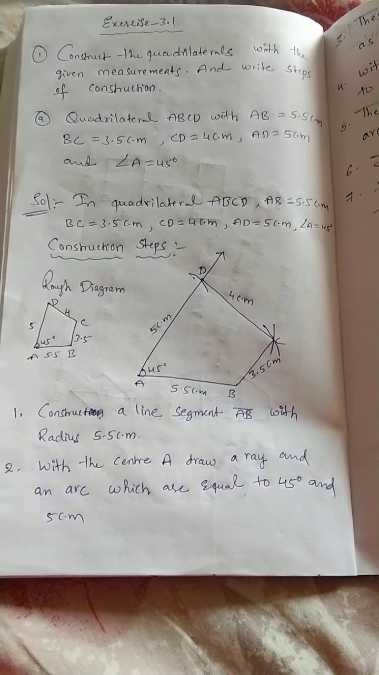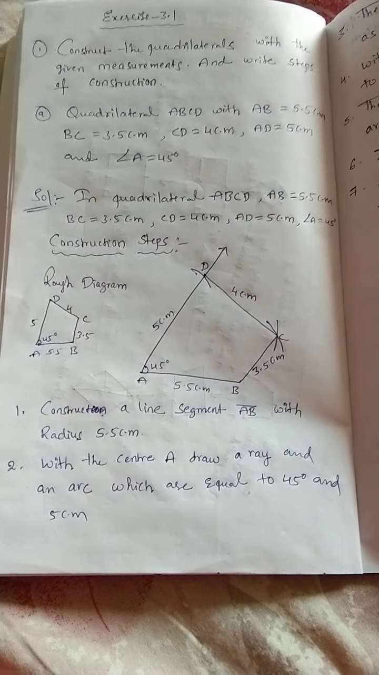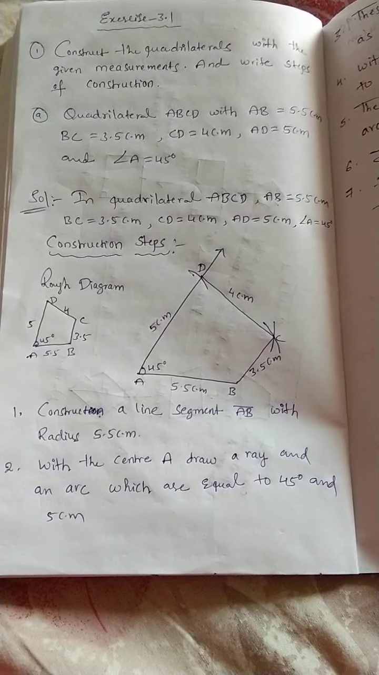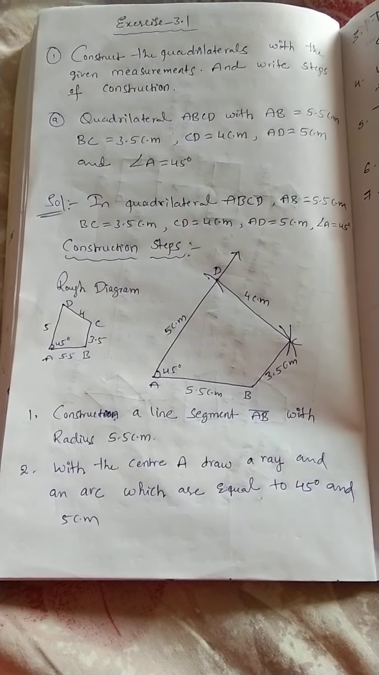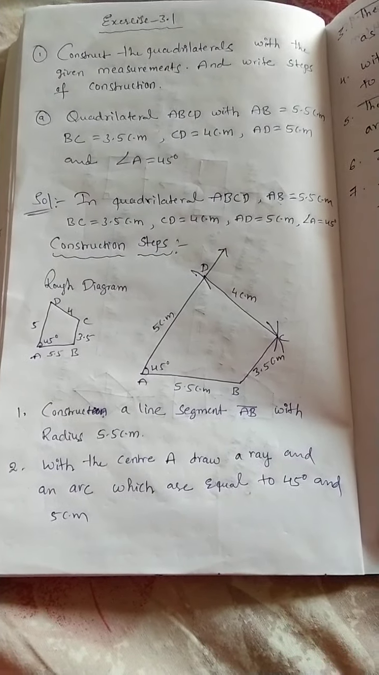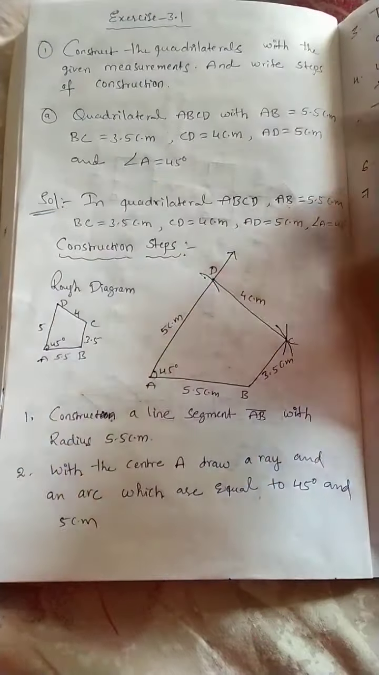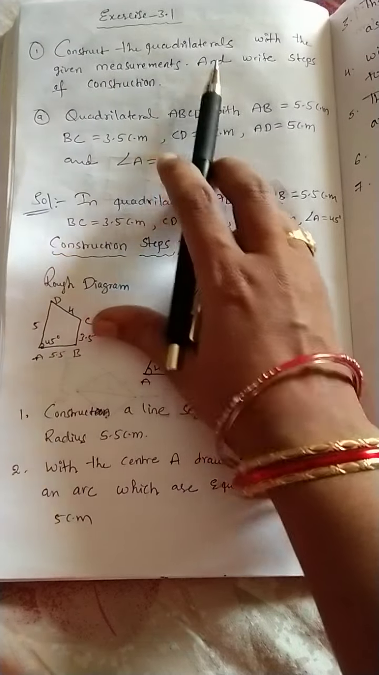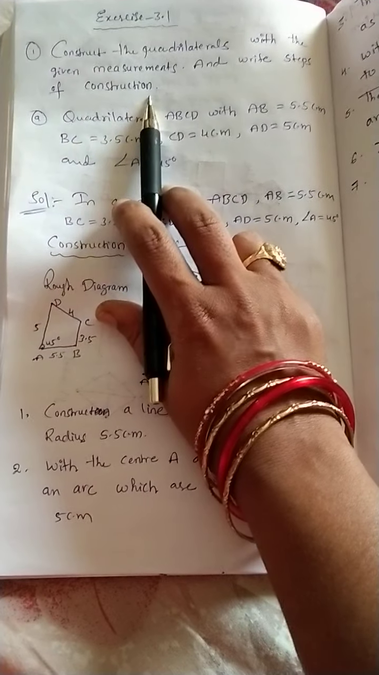This is Sumalata. In this video, I am going to explain exercise 3.1 of 8th class Maths, chapter Construction of Quadrilaterals. First question, see here, construct the quadrilaterals with the given measurements and write steps of construction.